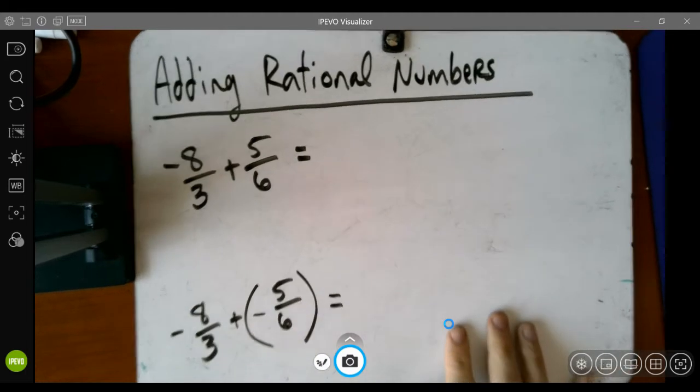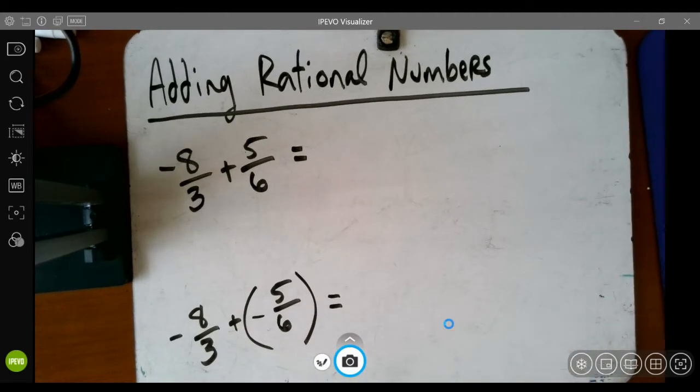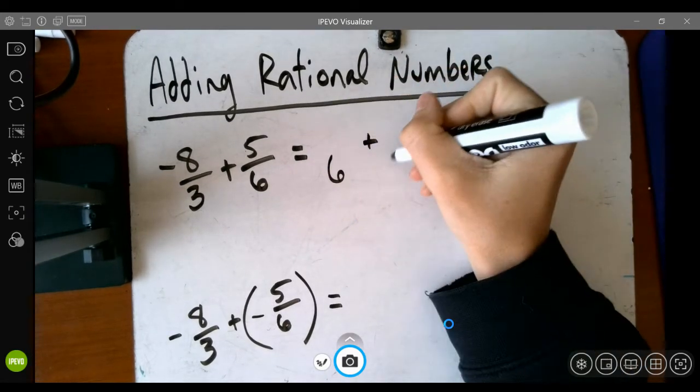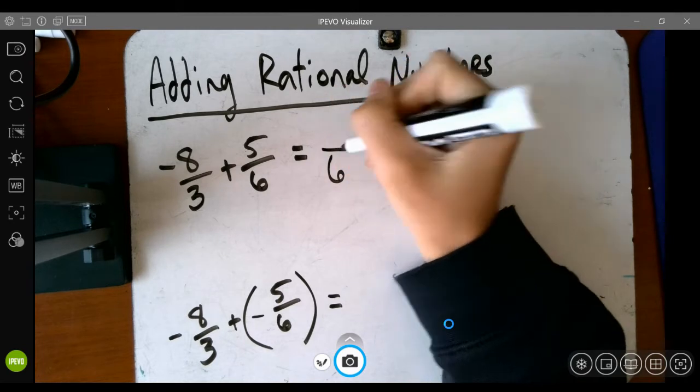So in this first example, when we're adding negative 8/3 plus 5/6, just like when we're adding positive fractions, the very first thing we need to do is find the common denominator. And so the least common multiple of 3 and 6 is going to be 6. And so we want to rewrite both fractions to have a denominator of 6.